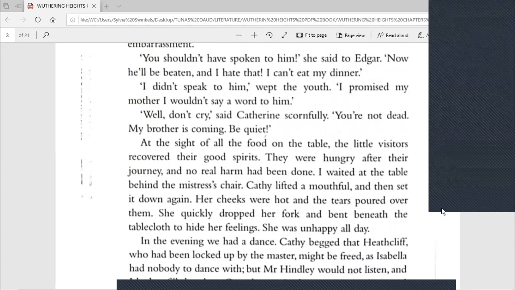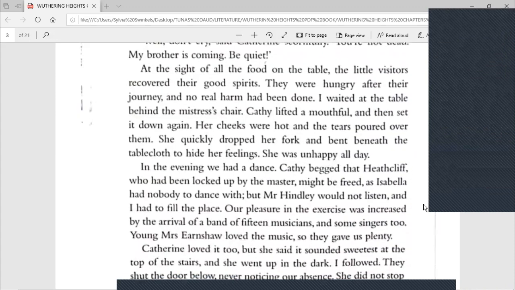At the sight of all the food on the table, the little visitors recovered their their good spirits. They were hungry after their journey, and no real harm has been done. I waited at the table behind the mistress's chair. Kathy filled a mouthful and then and then sit, sat, set it down again. Her cheeks were hot and the tears poured over them. She quickly dropped her fork and bent beneath the tablecloth to hide her feelings. She was unhappy all day.